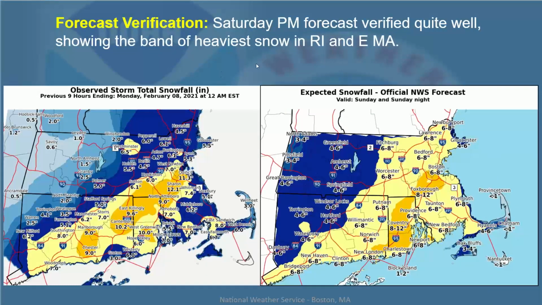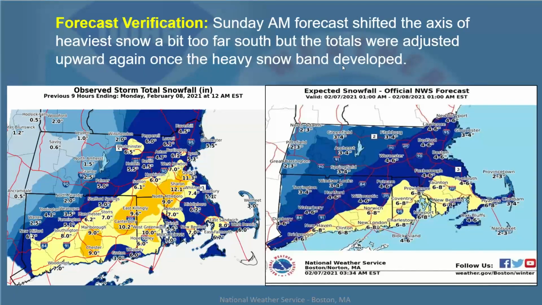So this was certainly one of those situations there. So let's take a quick peek at our forecast verification. Again, the Saturday afternoon forecast did pretty well. The observed is on the left and the expected is on the right. You can see the main band was picked out pretty nicely between Boston and Providence with totals of about 8 to 12 inches.